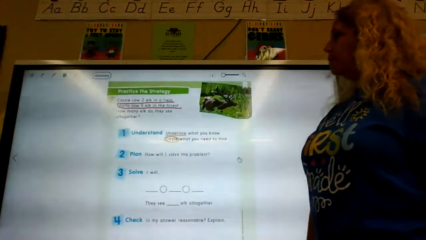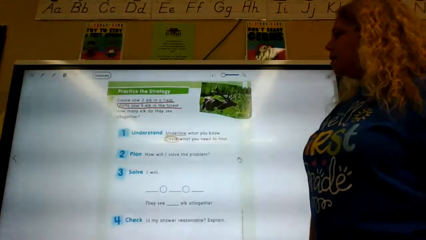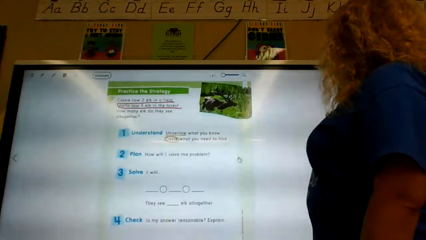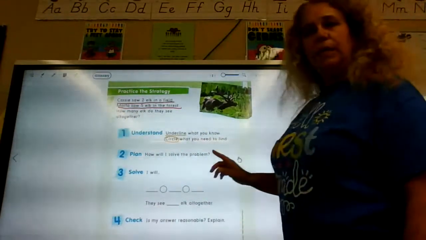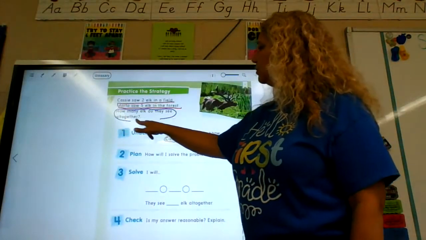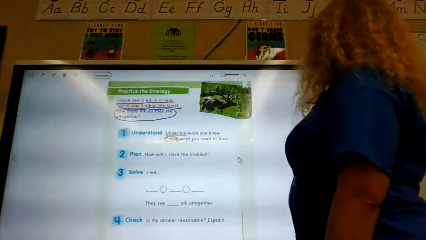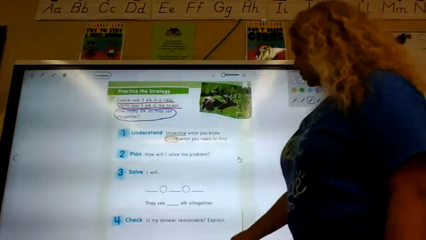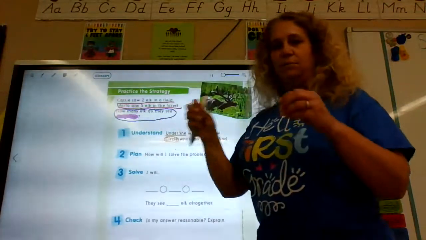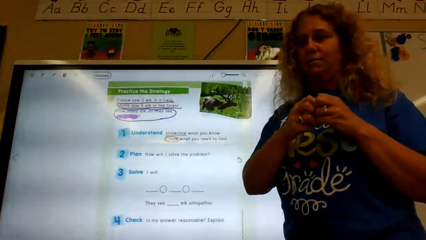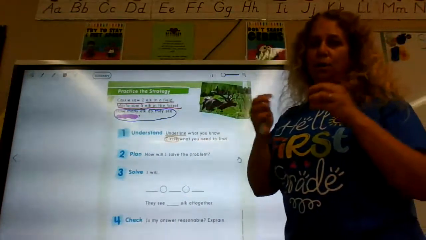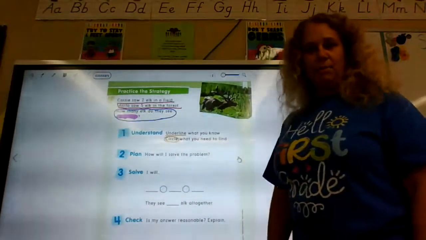That's what we know. What do we need to find out? How many elk do they see all together? So I am going to circle what we need to find out. How many elk do they see all together? Okay. This is another clue word right here, boys and girls. When you see all together, that means you're going to put the parts together and add it. All right. How will we solve the problem? Well, we're going to put the parts together and we're going to write a number sentence.